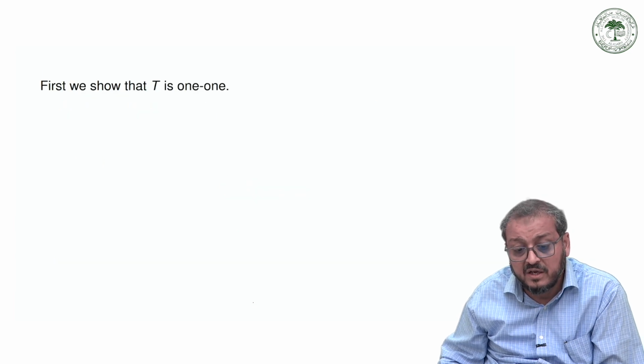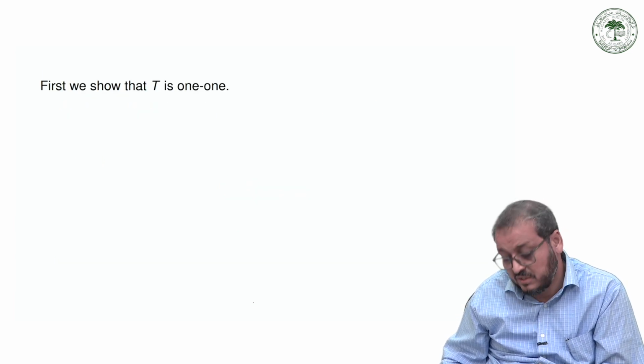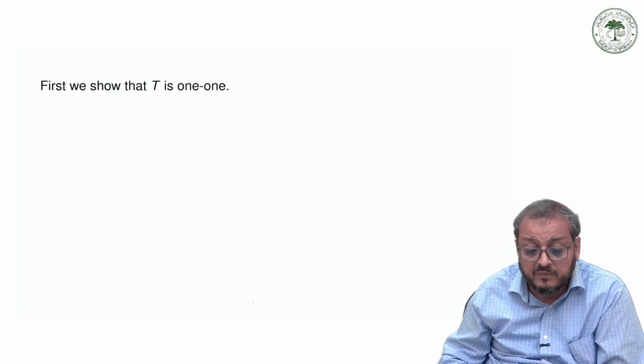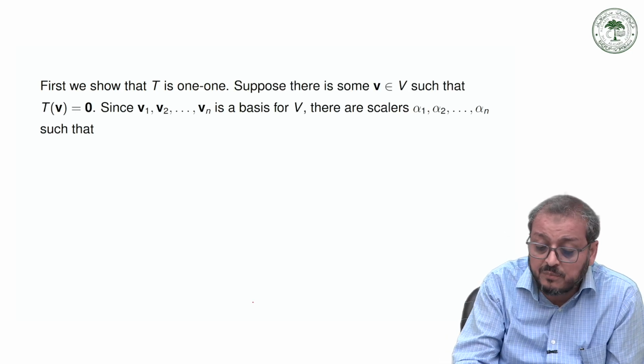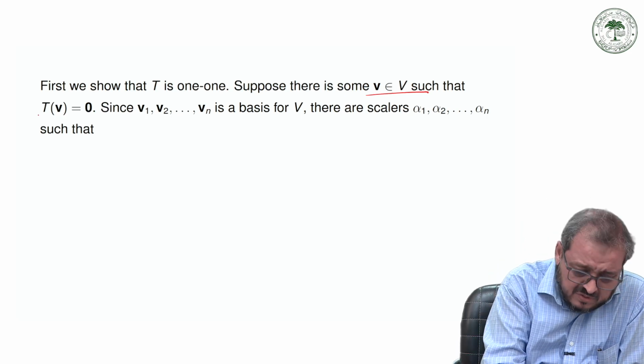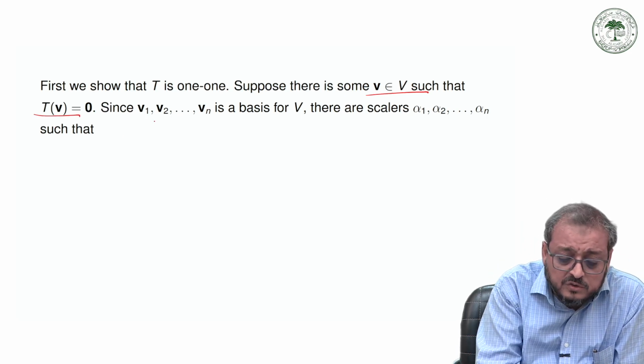Then we can say that it is non-singular, so this is clearly an isomorphism. First, we show that T is 1-1. T is 1-1 means we suppose there exists some v belonging to V with T of v equal to 0.